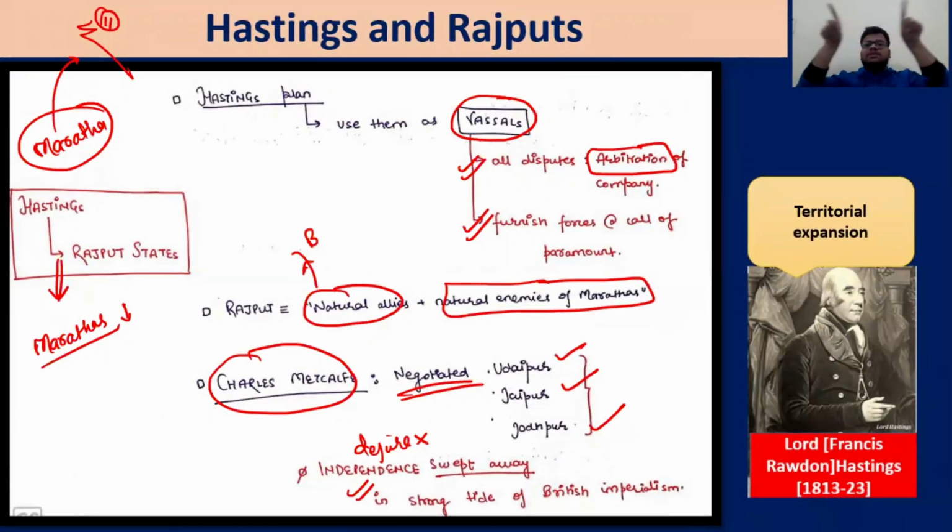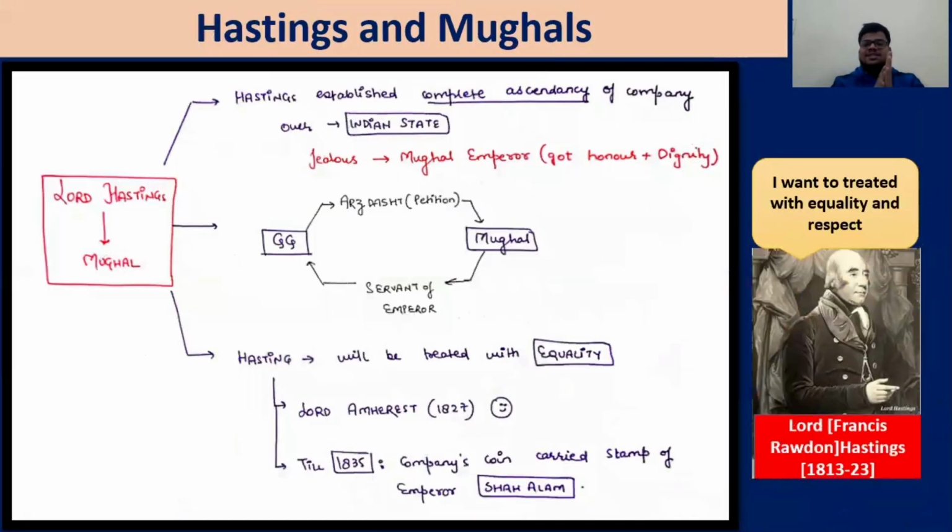They will give you statements. So Rajputs' independence was finally swept away under a particular Governor General. Who was the Governor General? The Governor General was Lord Hastings. Then, Hastings and the Mughals. What is the story with Hastings and the Mughals?